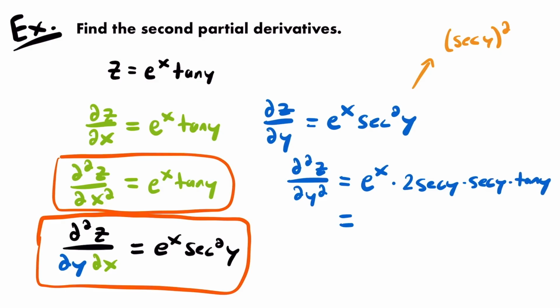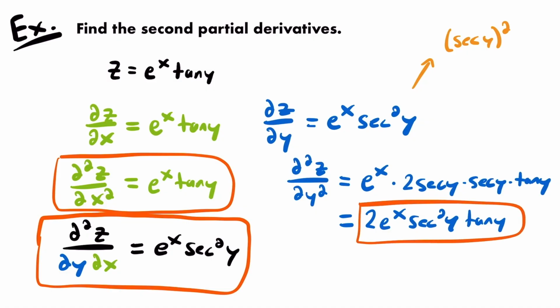All right, so simplifying here, I'm going to pull this 2 out front. So we have 2 times e to the power of x, and then we have 2 secant y's that can be multiplied together, giving us secant squared y, and then don't forget about that tangent y on the end. So we're multiplying by tangent y. And that right there is another second partial derivative, specifically where we are taking a partial derivative with respect to y twice, which leaves us with just one more second partial derivative to find, which is when we take a partial derivative with respect to x of dz dy. And so that would look like this, d squared z divided by dx dy.